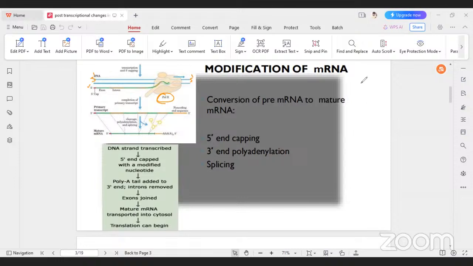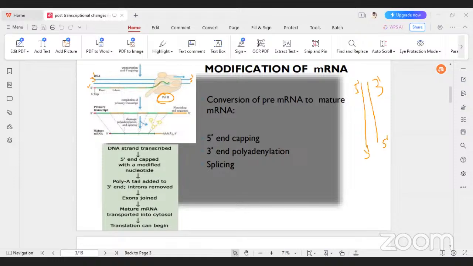For example, if you see the DNA double helix, one strand is 5', and automatically it ends with 3', and the opposite is in anti-parallel direction. That means this side is 3' and here 5'. So this is the direction of the DNA.